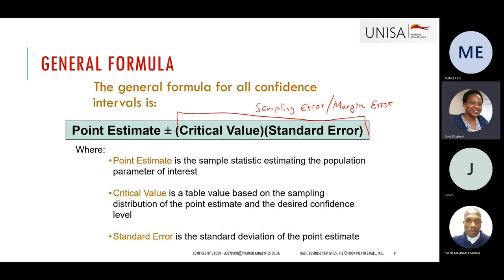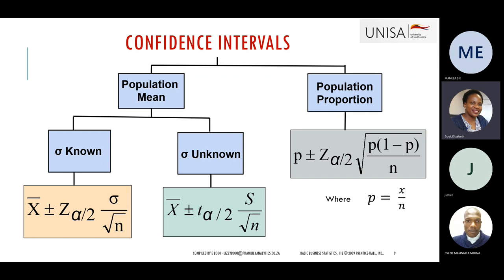So margin of error is your critical value times your standard error. That is what margin of error is. Okay, so let's look at the different formulas that you need to know in order for you to answer any confidence interval question.